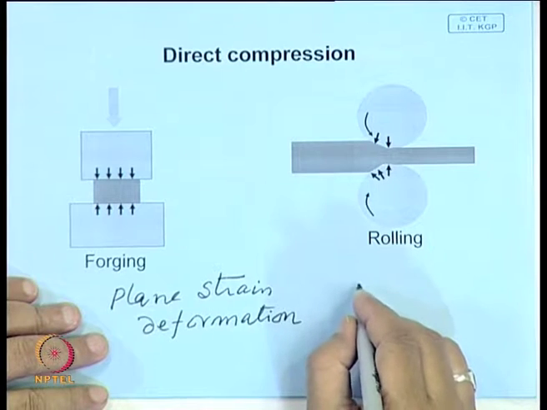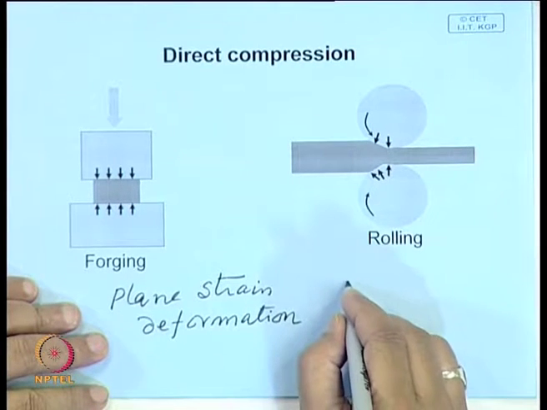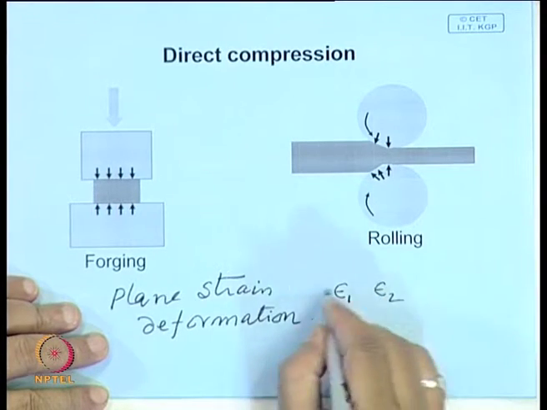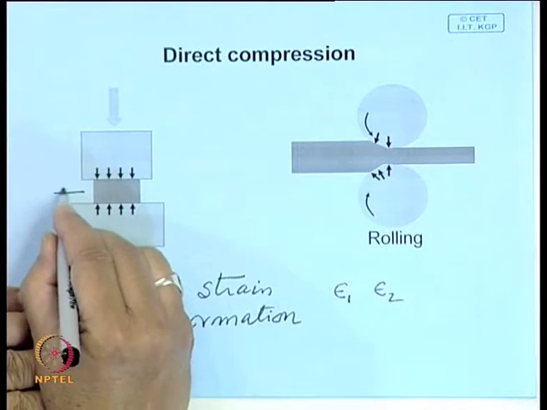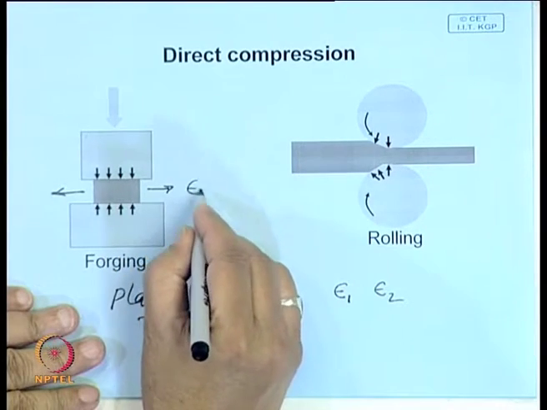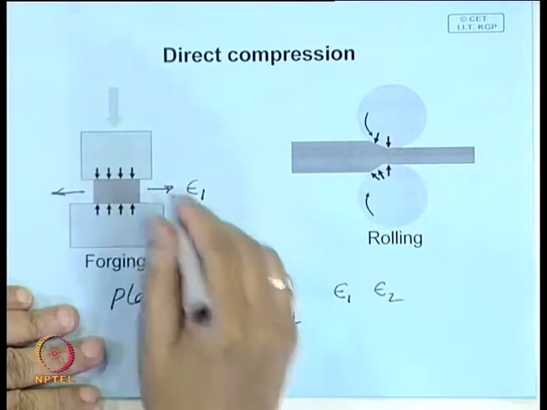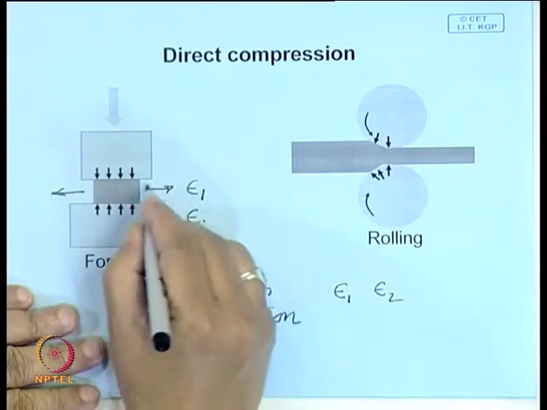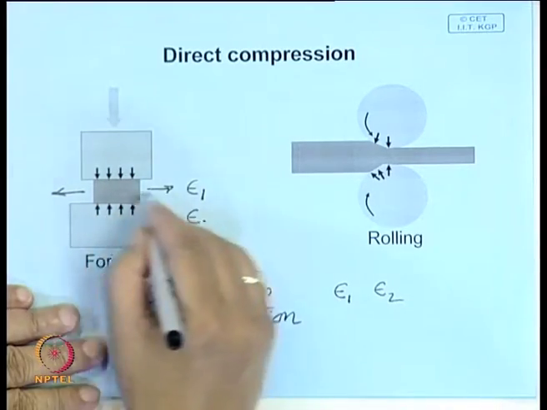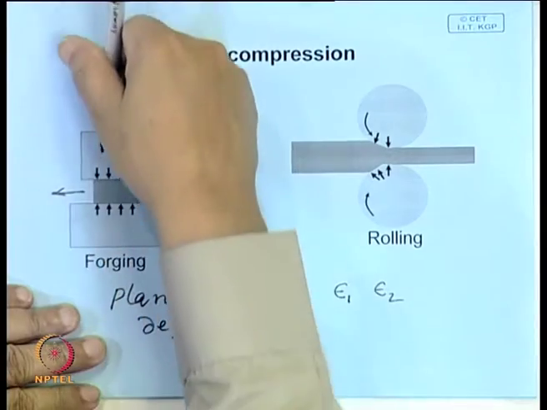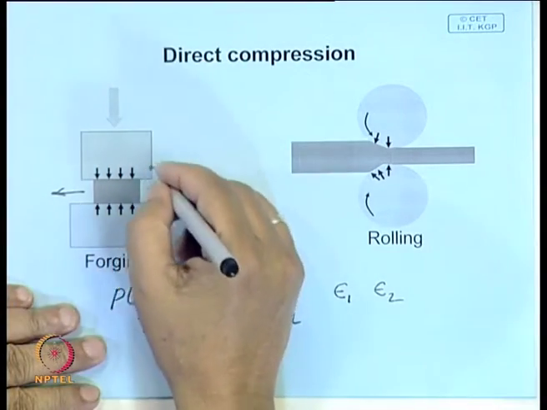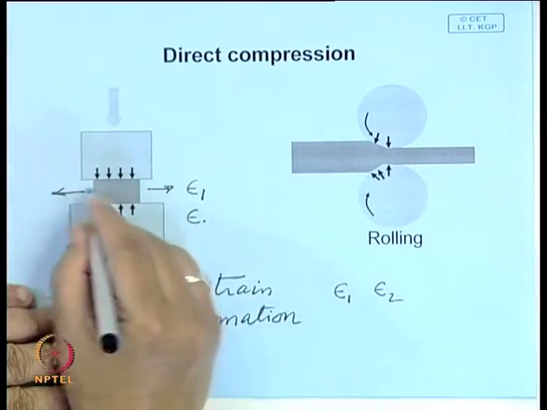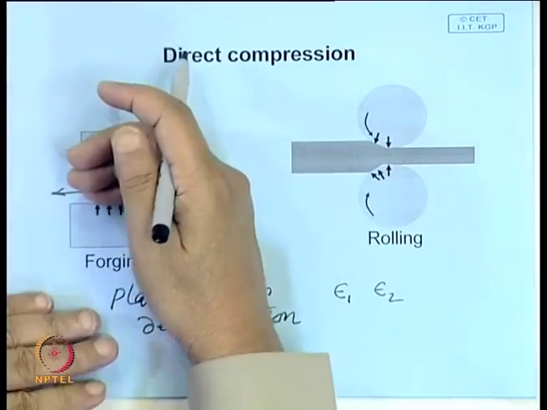So, we have three principal strain axes. If you have only epsilon 1 and epsilon 2, one direction is, let us say, epsilon 1, and the direction perpendicular to the plane is epsilon 2. So, these two exist: one it elongates in this direction, another in this direction. Normally, if it is a die, we can stop this.